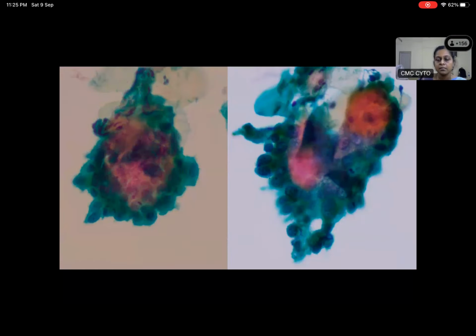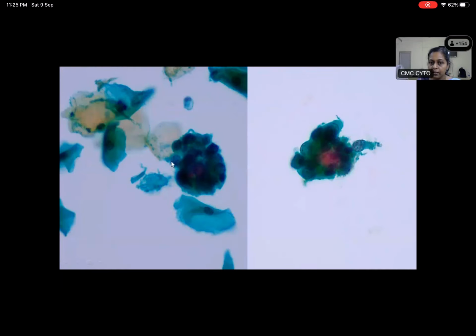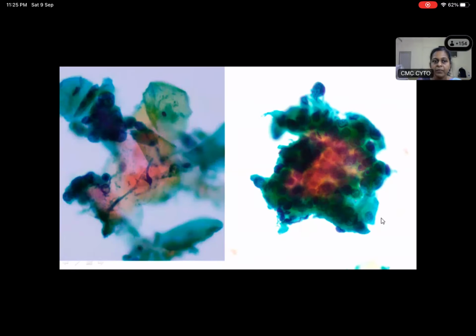Now what about these clusters? Overcrowded, there is overlapping, there is feathering in the periphery. Okay, very good. And the chromatin is getting a bit more coarse, isn't it? It's becoming a little coarse chromatin. Here again you can see that the chromatin is definitely coarse, and there is crowding, and this is almost like a rosette formation that is happening here. Again, a crowded cluster, coarseness of chromatin, which you can see in that periphery. Here you can nicely see the coarseness of the chromatin.